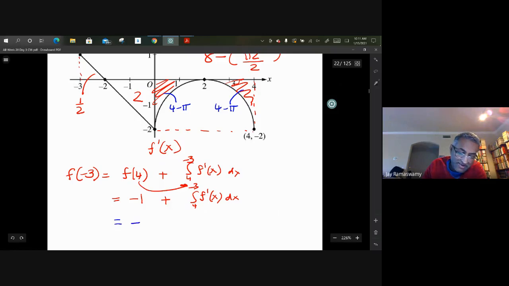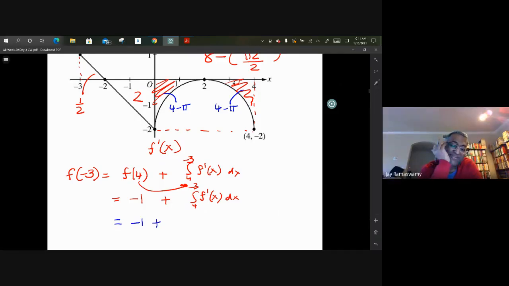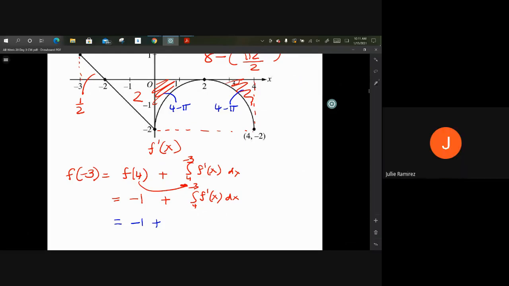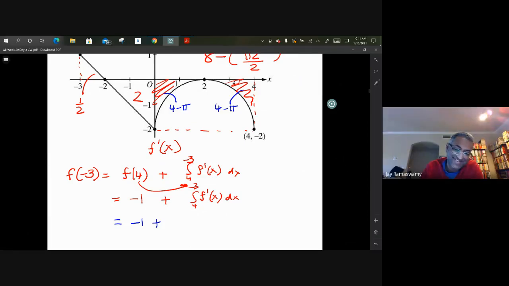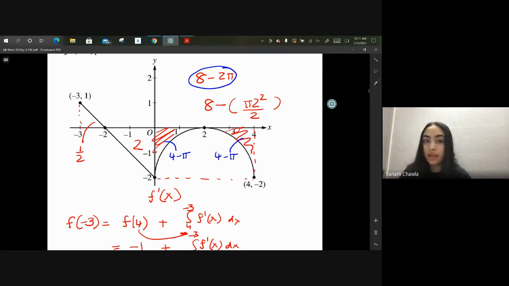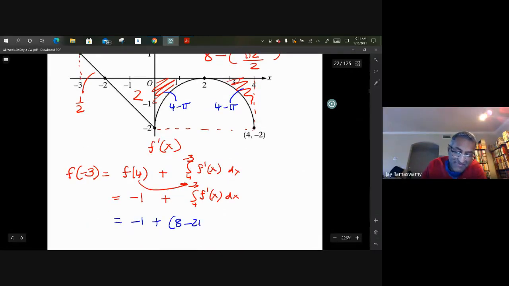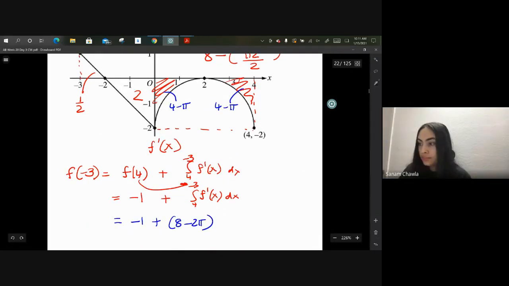So it's -1 plus. Guys, slow down. We're going from 4 to -3. Right to left or left to right? Right to left. So remember we had 8 minus 2 pi. Is that going to be positive 8 minus 2 pi or negative 8 minus 2 pi? Hint, I'm going right to left and below the axis. Positive 8 minus 2 pi. So is that just regular 8 minus 2 pi? Is everybody okay there? Yes.